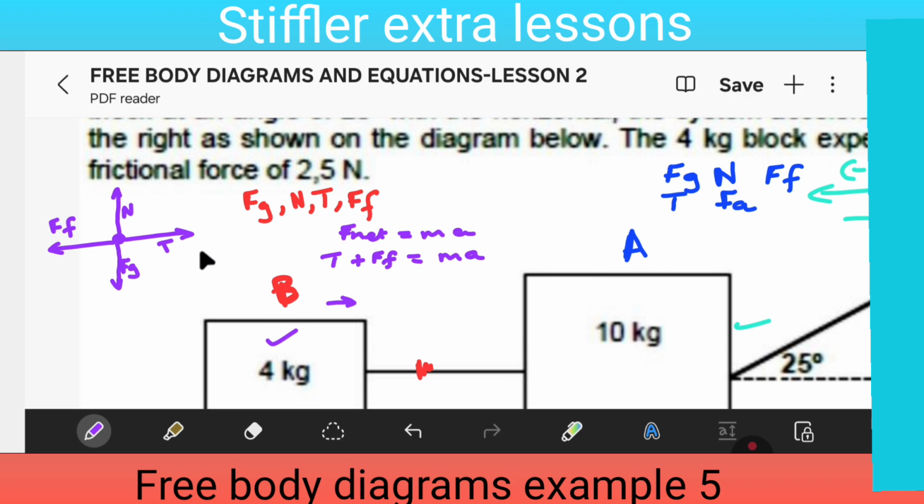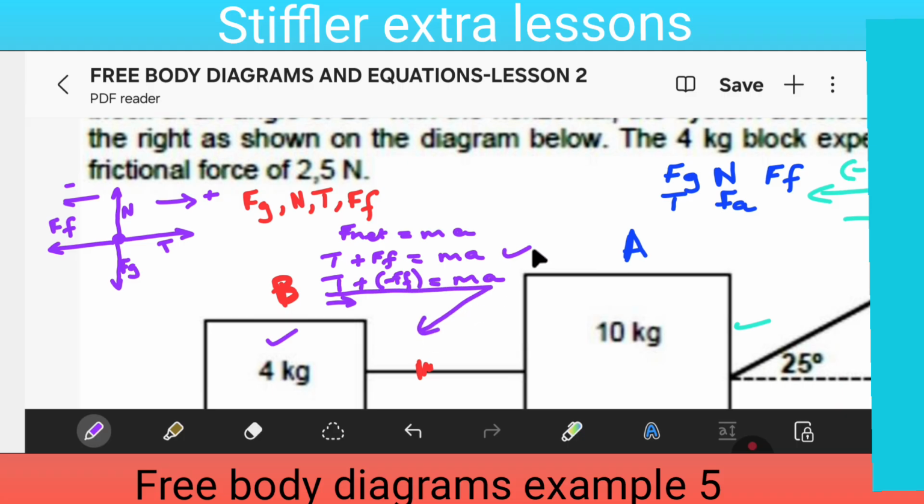But now let's take direction into account. This is going that way, so that way is positive. Anything that is going in the opposite direction should be negative. So now this means that our tension is positive plus our negative frictional force. This should give us mass by acceleration. And this is our equation for this object now.